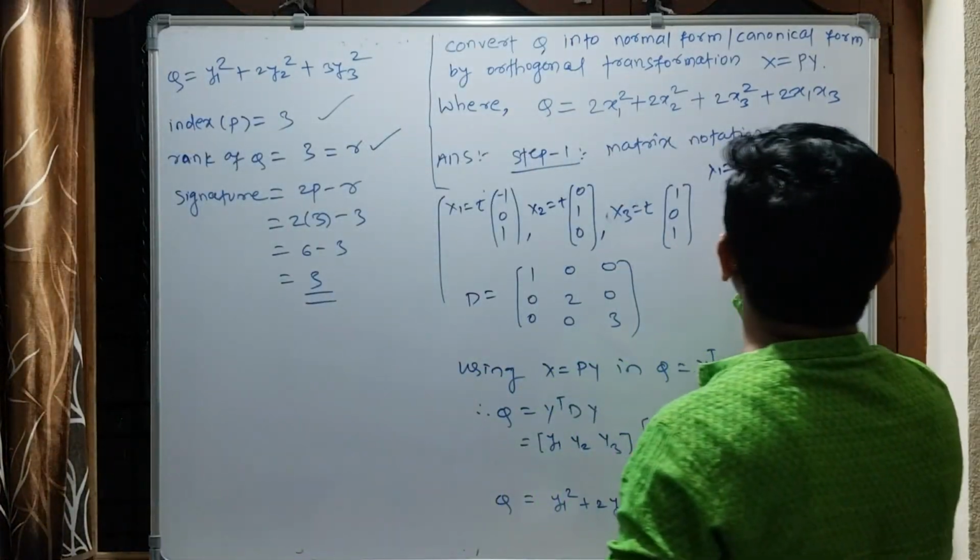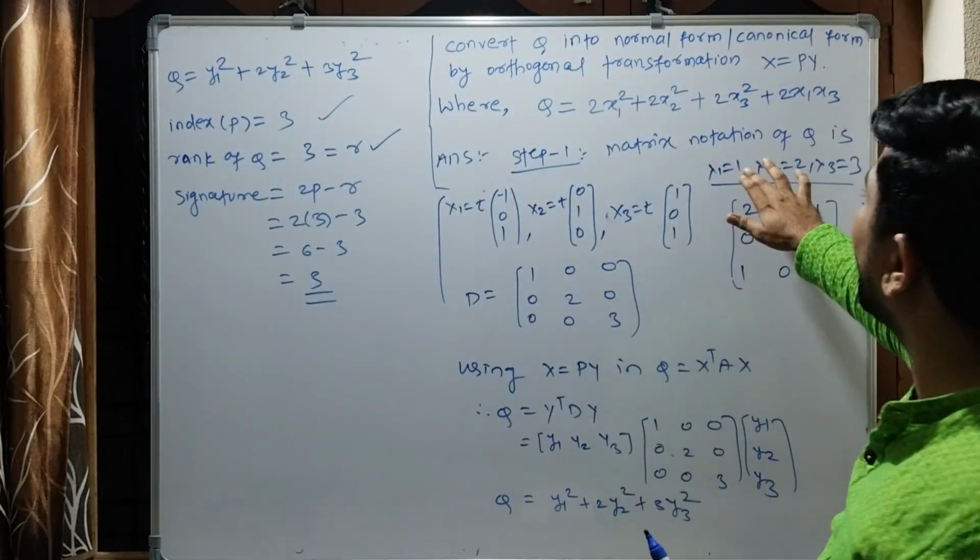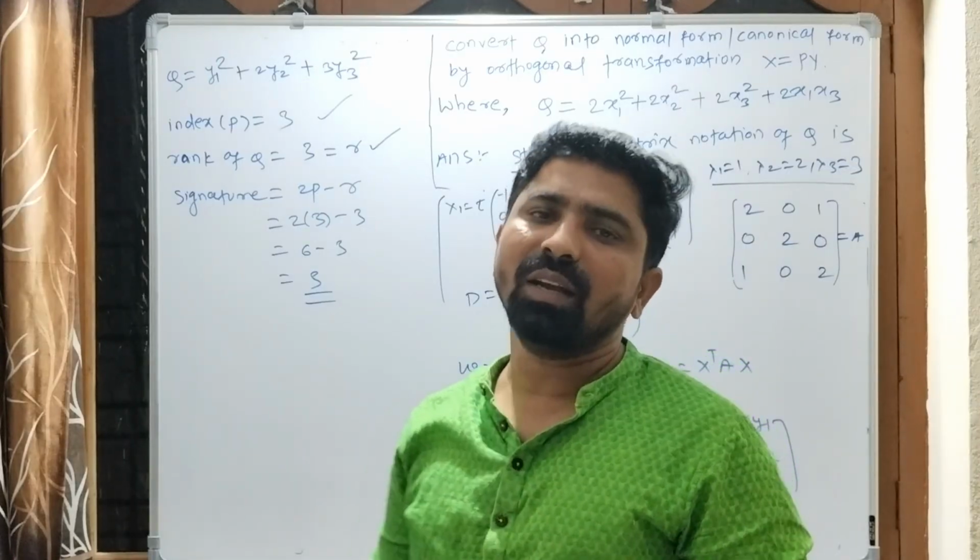Here all the eigenvalues of my given quadratic form are positive. That's why this is a positive definite quadratic form.